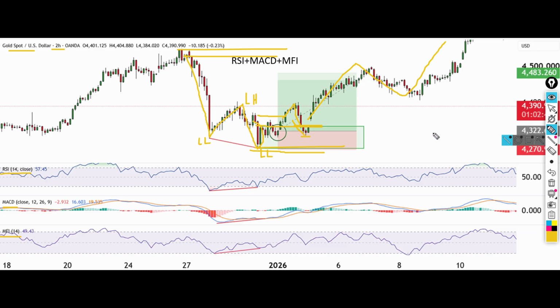And I'm telling you that along with these indicators, we can also use volume profile in the price action.